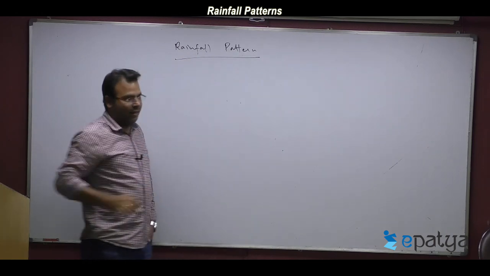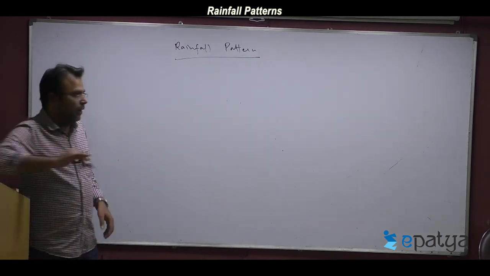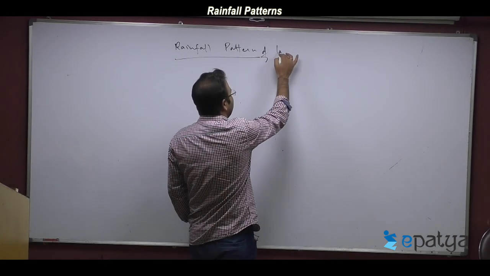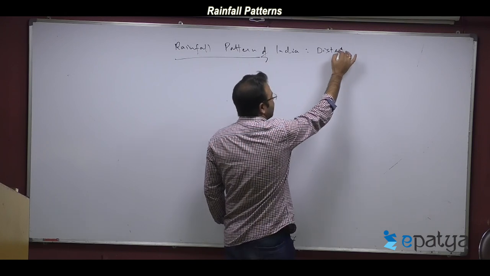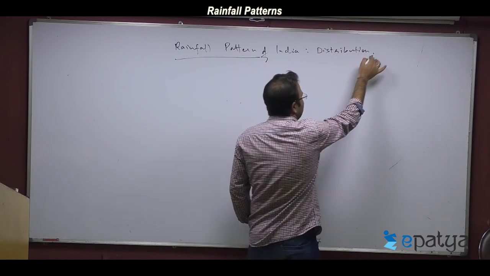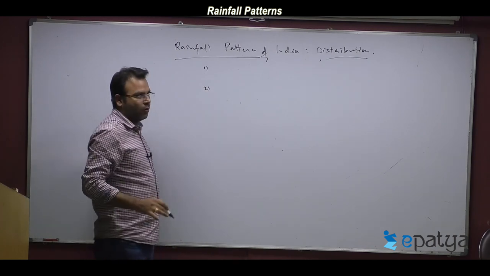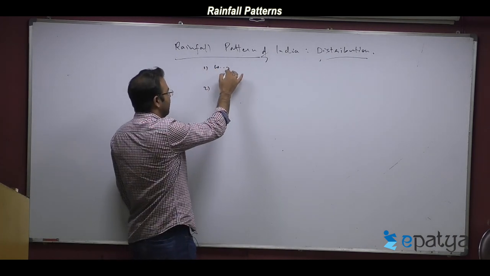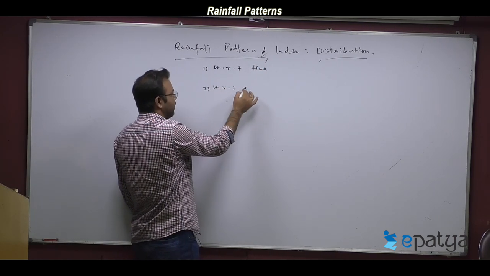Rainfall patterns of India. Now, there are two kinds of patterns. Patterns means the distribution nature, the distribution of rainfall. So, there are two kinds of pattern we have to bother: one with respect to time, second with respect to the space.